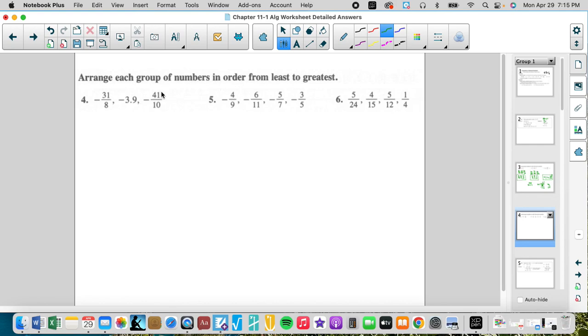Arrange each group of numbers. Oh, this is good. They're using negatives. So the bigger the negative, the smaller it is. This is 39 over 10. This is 41 over 10. And then we just have to figure out where 31 over 8 is. So 31 over 8, let's do 8 goes into 31, goes in 3 point, that's 24, that's 7, 70.